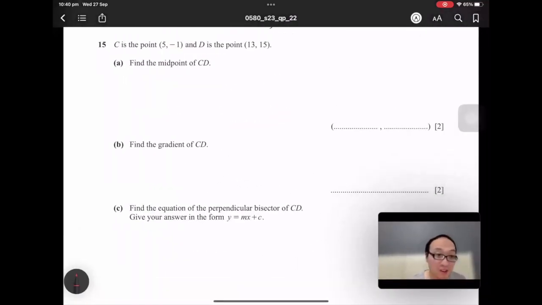Question 15. C is the point (5, -1). D is the point (13, 15). Find the midpoint of CD. For the midpoint, you add and then divide by 2. So (5 plus 13) over 2 and (-1 plus 15) over 2. So this is 9 and 7.